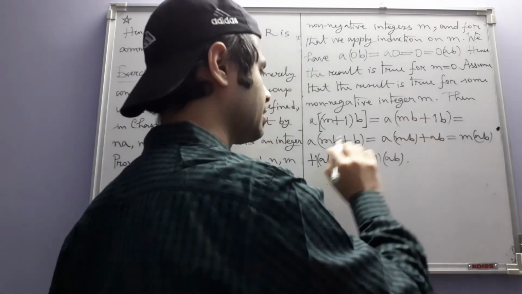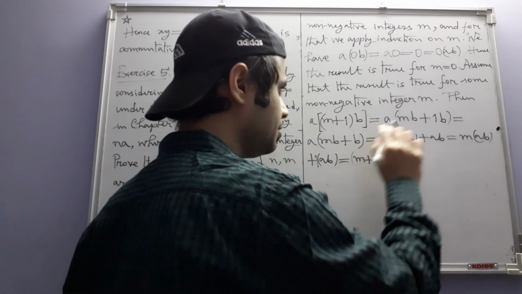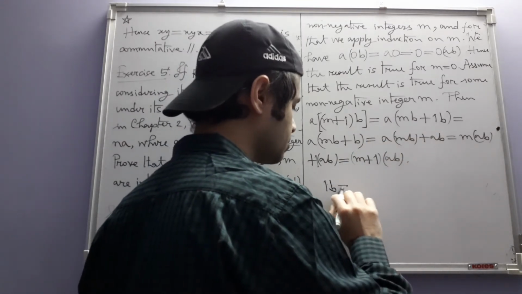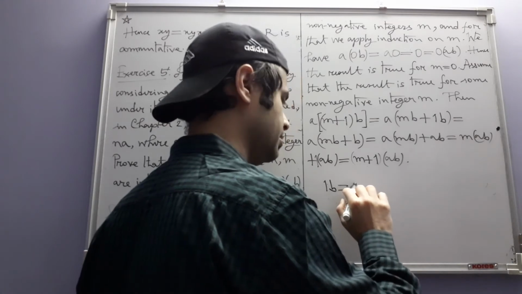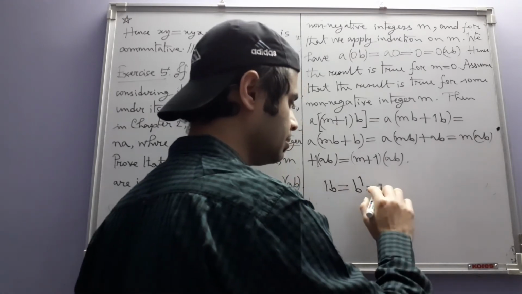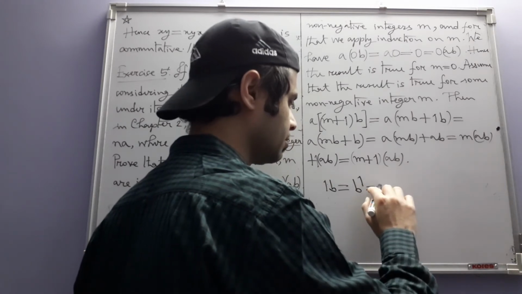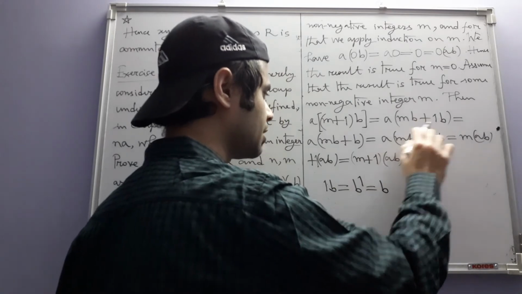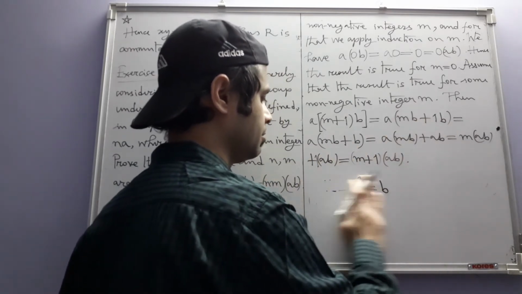Then what have I done after that? In place of 1B, I have written B. How? Because 1B in the additive group in the ring is B to the power 1, which we have already seen just now. That is equal to B. So in place of 1B, I have written B.